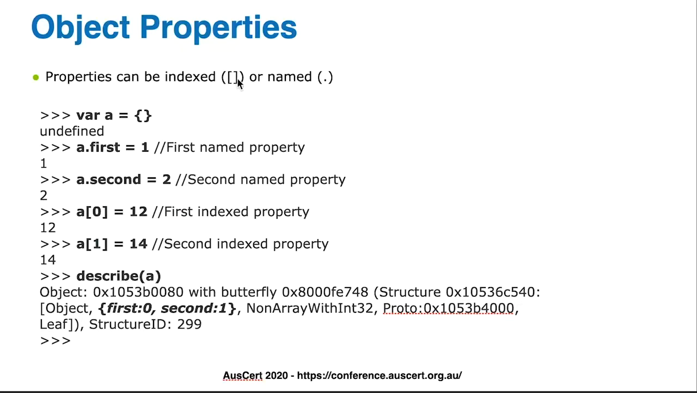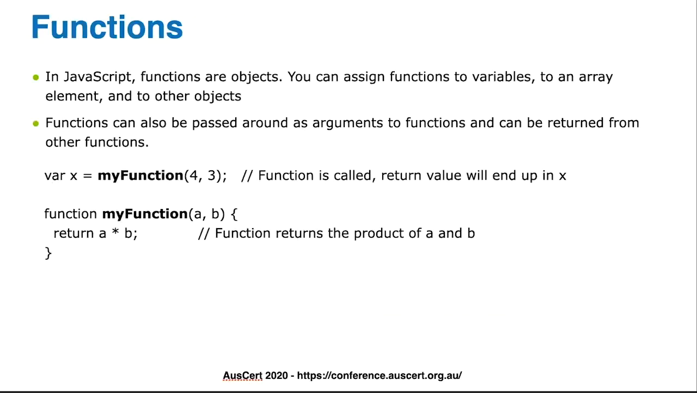So if you want to fetch an index property, use the square brackets, whereas to get a name property, use the dot sign. So this is how you can fetch indexed versus named properties.